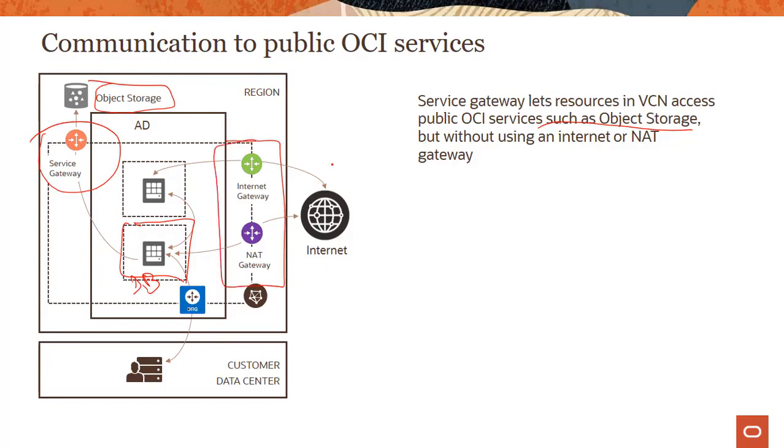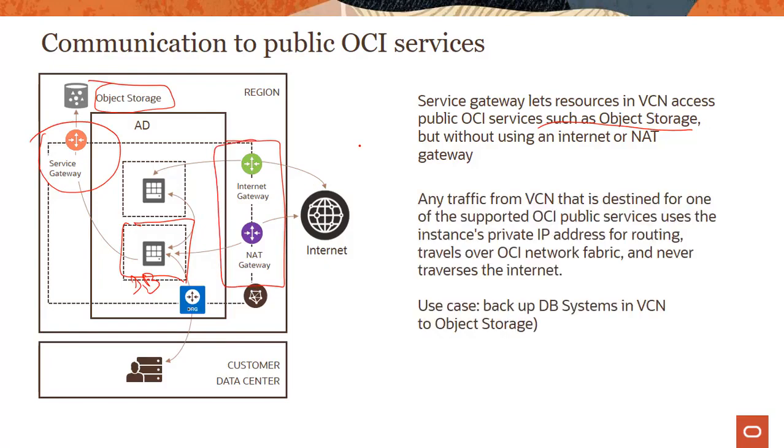So your traffic is not going over the internet, it's still going through the Oracle private network fabric. So as you can see here, we use the instance private IP address for routing, and it travels over the OCI network fabric, never traverses the internet. The use case: you have to back up your database. That's the most common use case, and there are several other use cases, but this is a way for your resources to access public OCI services, but not go through the public internet.